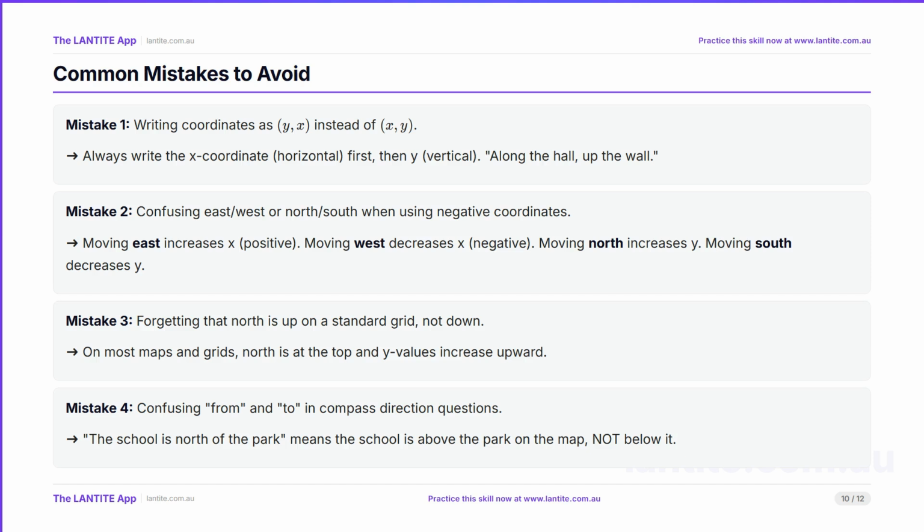And fourth, pay close attention to the wording of compass direction questions. Saying the school is north of the park means the school is above the park on the map.